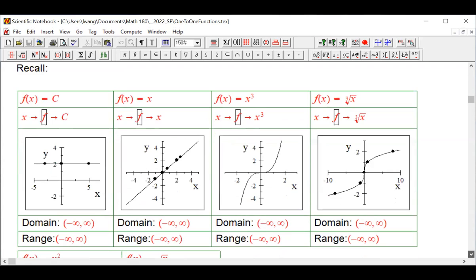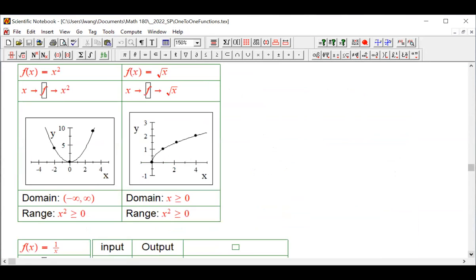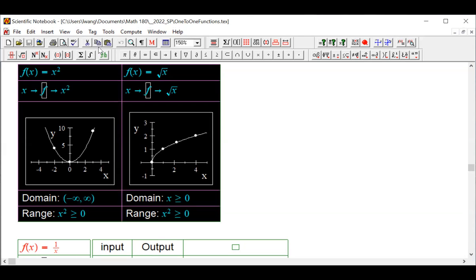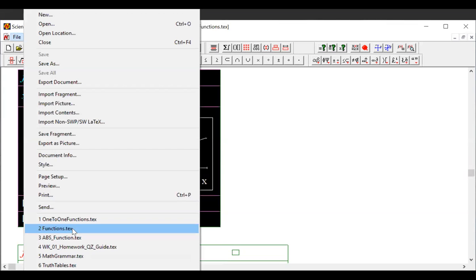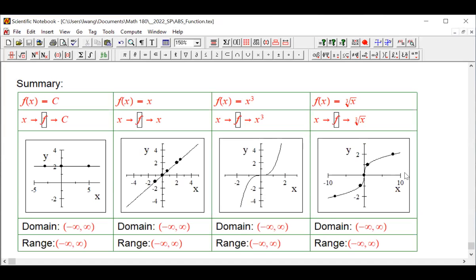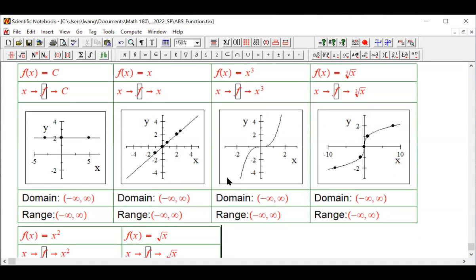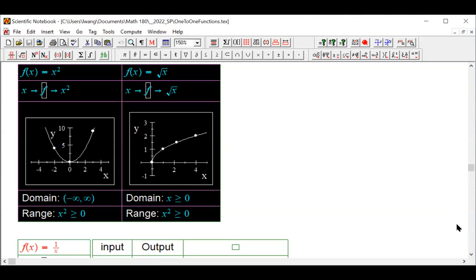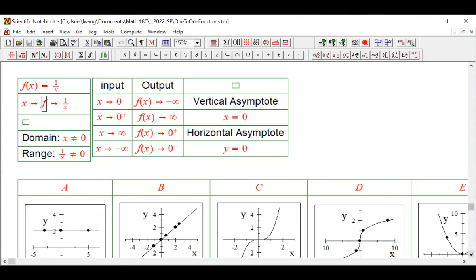Over here, right, these functions. Okay. There. And one more. This function.